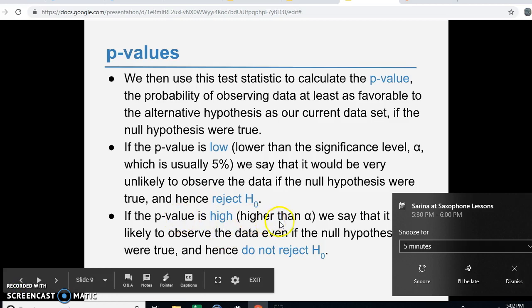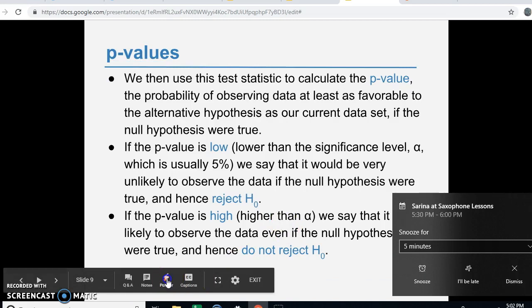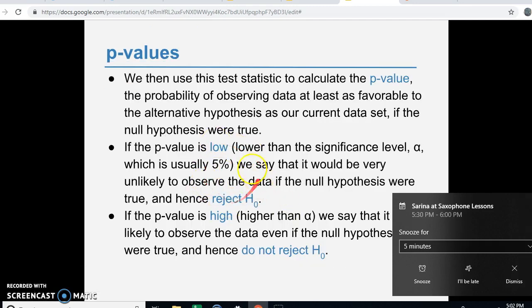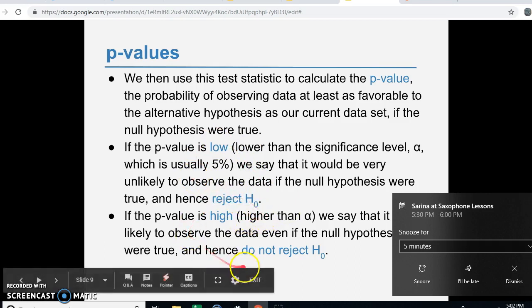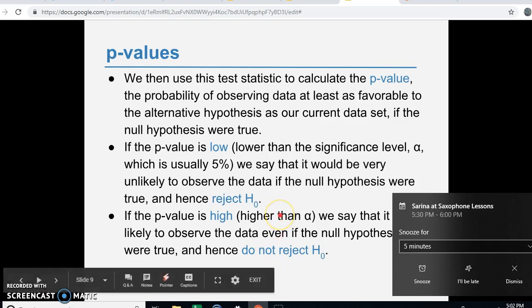So when our p-value is higher than alpha, alpha is going to be our threshold for the p-value. Typically, if it's below 5%, we're going to reject the null, the status quo, and accept the alternative. If our p is high, that means there is a realistic chance that this sample could be not what we expect, and that the null hypothesis is still true. If that's high enough, then we don't accept the alternative. We go with the status quo. We don't reject the status quo. So that's the significance of the p-value.